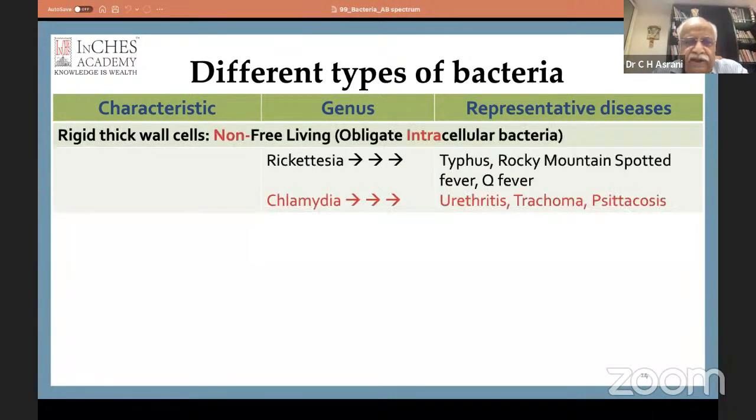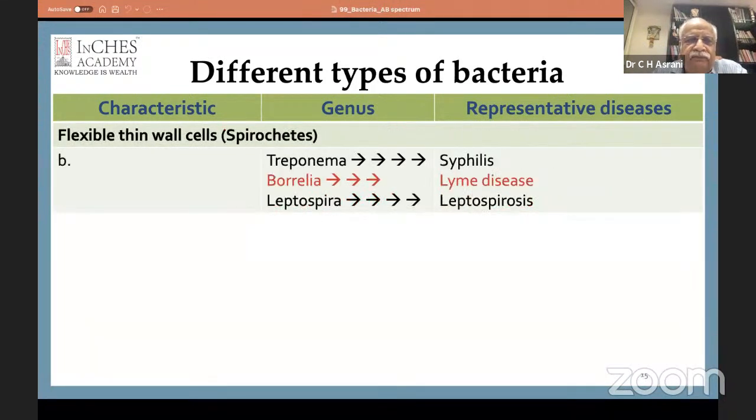Till now we were seeing rigid thick walls. Now we have flexible thin walls known as spirochetes. Treponema causing syphilis, Borrelia causing Lyme disease, and Leptospira causing leptospirosis.